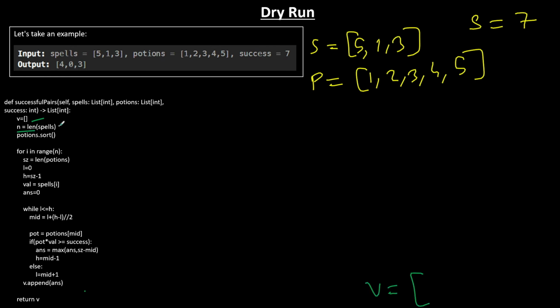We take the n spells length. Length of spell is 3 here. Portion is already sorted. Now, size takes the length of the portion, which is 5 here. I will write it this way. Okay, just keep that in mind.